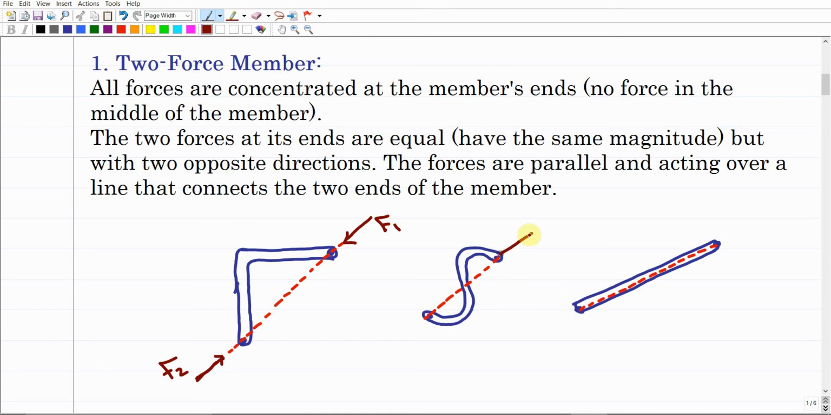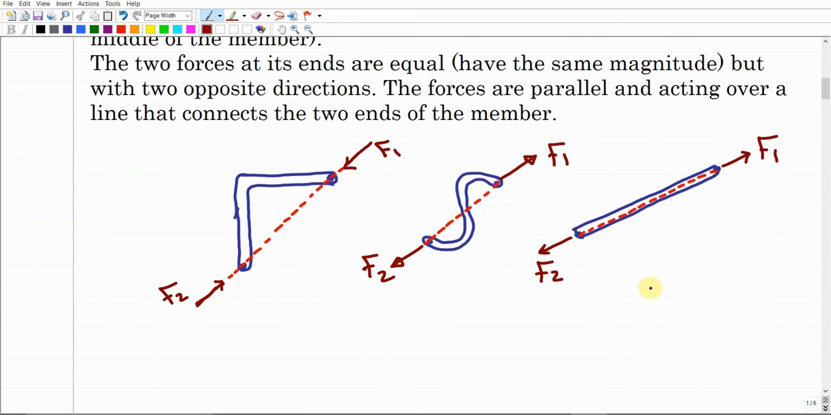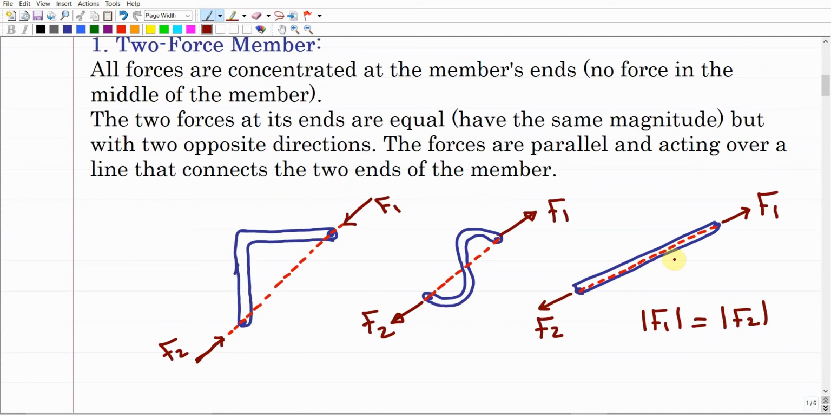You're going to find one force here. This force could be tension, like we're stretching this member, or it could be compression like this case. It depends. You're going to have at one end one force and at the other end the second force, F1 and F2. Something that you should understand about F1 and F2 is that the magnitude of F1 should equal the magnitude of F2. The magnitude of these two forces should be equal, but they should be of two opposite directions, either stretching or compressing the member, and the line of action should coincide with the line that connects the two ends of the member. Make sense?